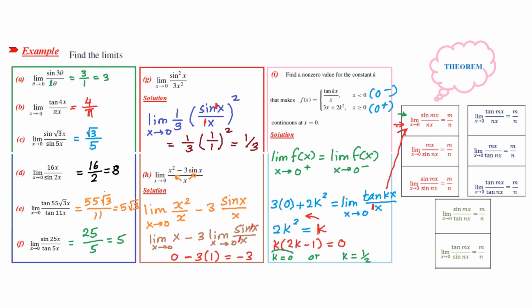But k equals 0 is rejected because we need a non-zero value of the constant k. So you have to find the non-zero value of the constant k, and the answer is k equals 1 over 2 only. And this is the value of k that makes the function continuous at x equal to 0. And that's it. Thank you.